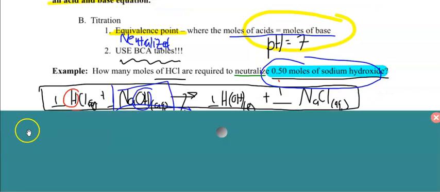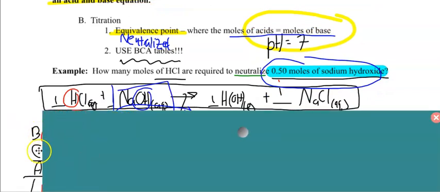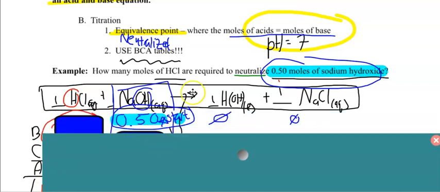Okay, now classic BCA table. So we need to do BCA. Now, before the reaction starts, what do we know we have? Before you make brownies, do you have brownies? Nope. So before the reaction starts, do you have products? Nope. Those are always 0. Now, how many moles of HCl? We don't know that. This is what we're trying to solve for.